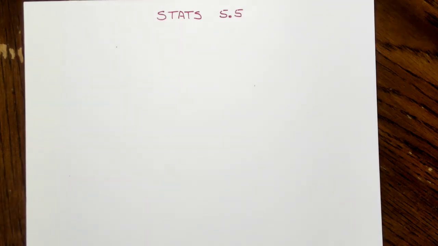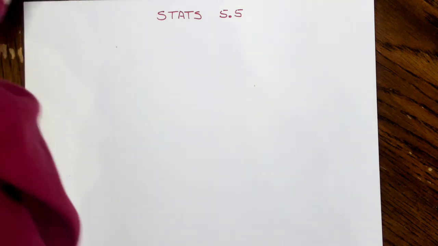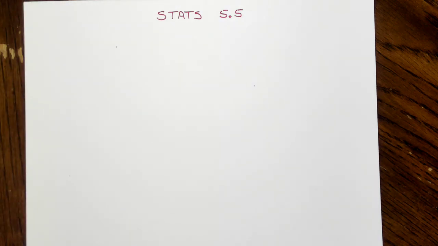Stats 5.5, our fourth installment here of getting the permutations and combination stuff taken care of. All right, just a couple examples here that I think we should go over and help you set some problems up. That'll be beneficial to you. So, let's do a few.